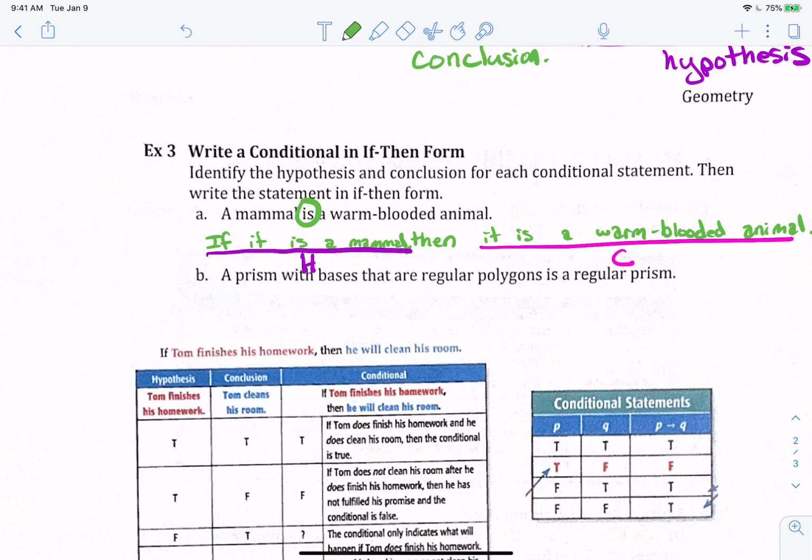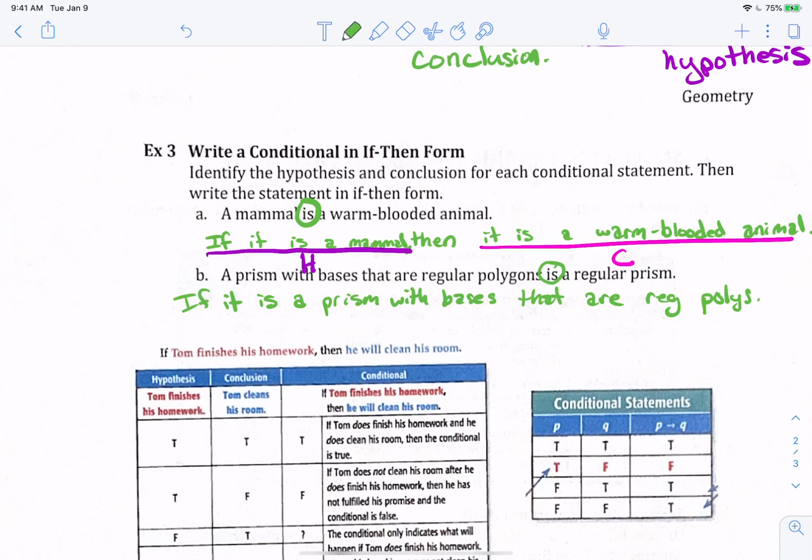A prism with bases that are regular polygons is a regular prism. There's that word is. Okay? So if what? If it is a regular prism. I would go the reverse of that. If it is a prism with bases that are regular polygons, then it what?